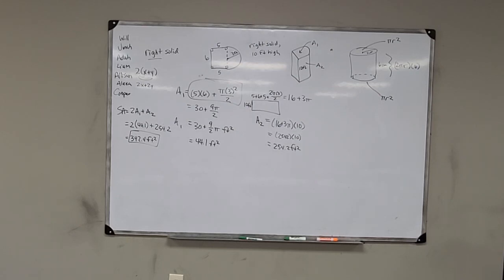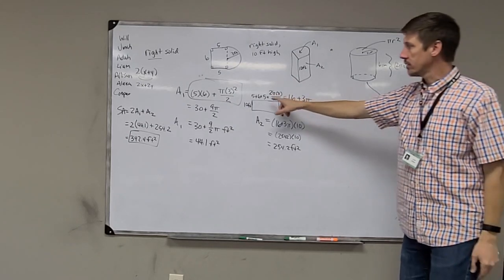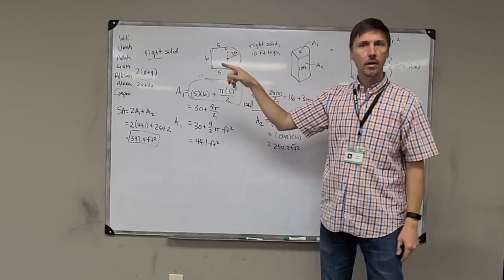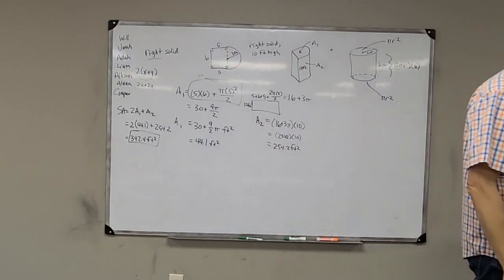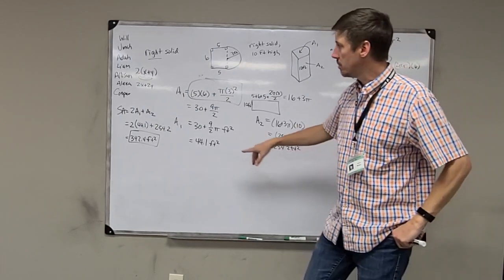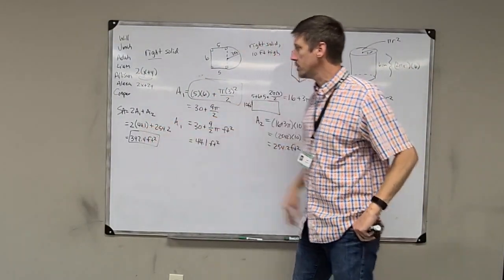You just have to figure out what the length of this top part is of the rectangle. And the length of this top part will always be the perimeter around the base or around the top. And then we're going to take those values, multiply the area of the top times 2, and add them together.